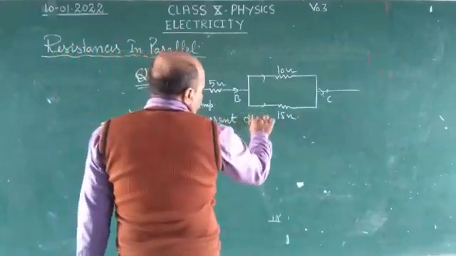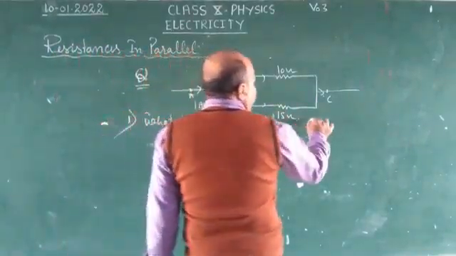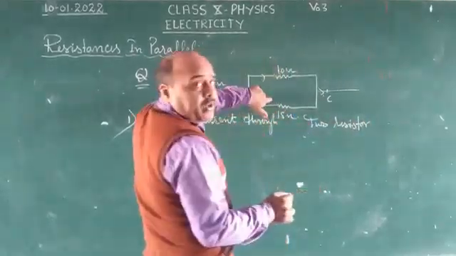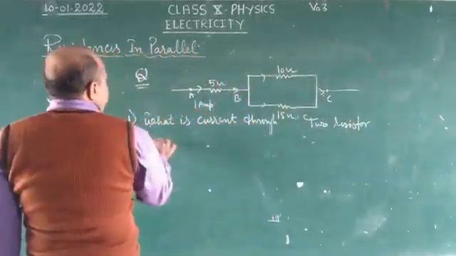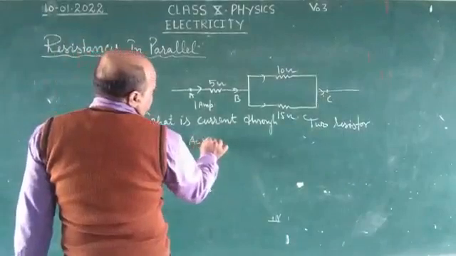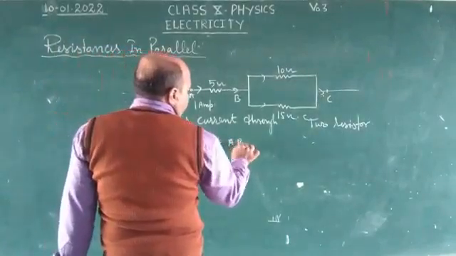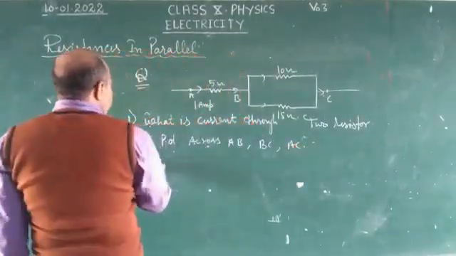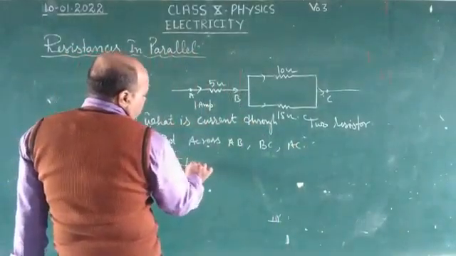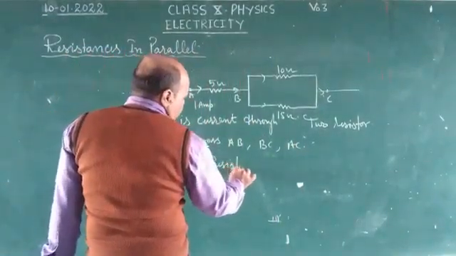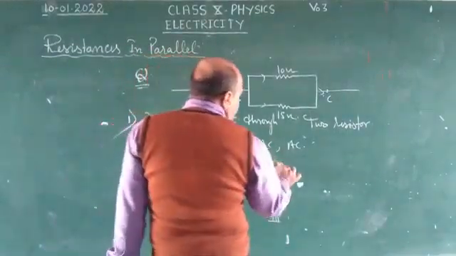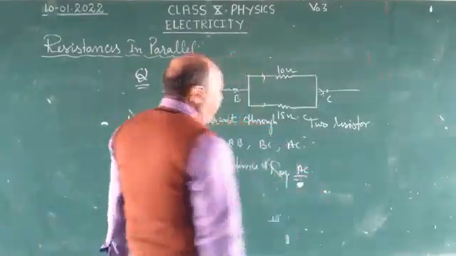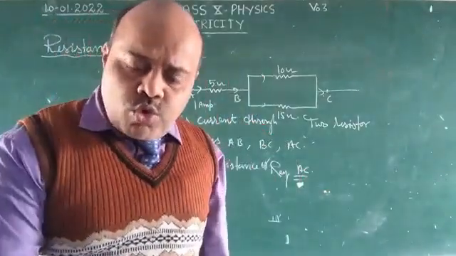What is the current through the two resistors? Two resistors means here 10 ohm and 15 ohm. And second point is the potential difference across AB, across BC and AC. And third is the total resistance, or combined resistance, or equivalent resistance across AC. Okay, this is the question for you. This is the homework question.